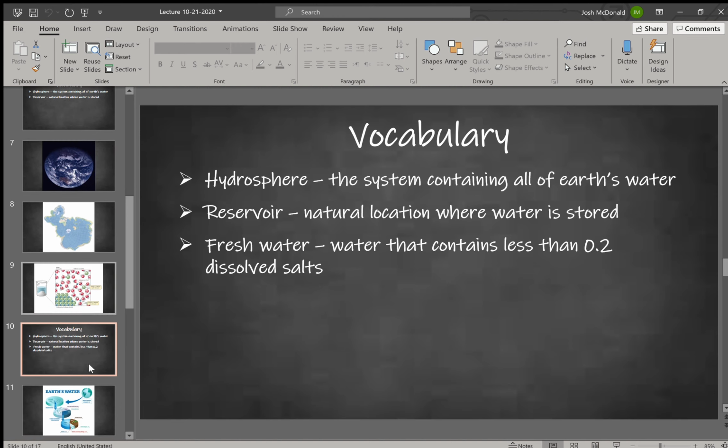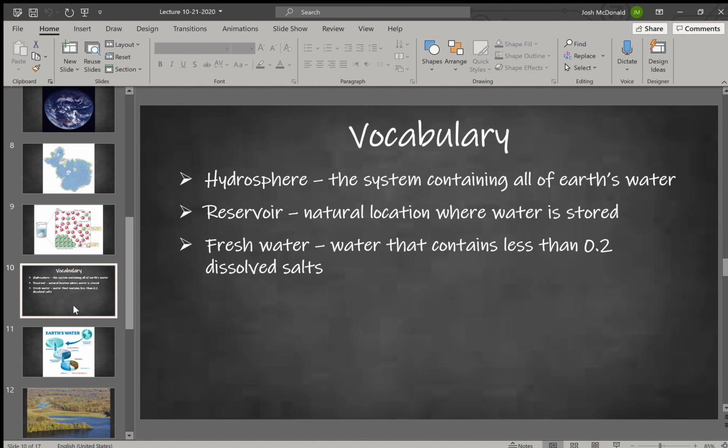Now, that's kind of a rough figure. So you'll find water that's called fresh that has different amounts of salt in it. But ideally, this is the percentage that we're looking at in order for something to be considered fresh water.